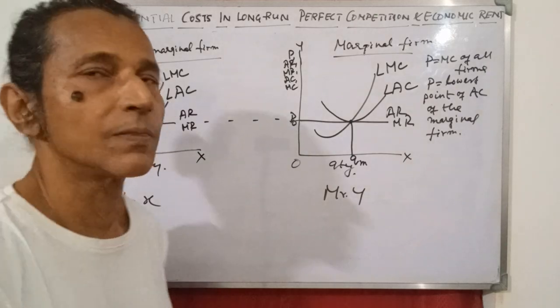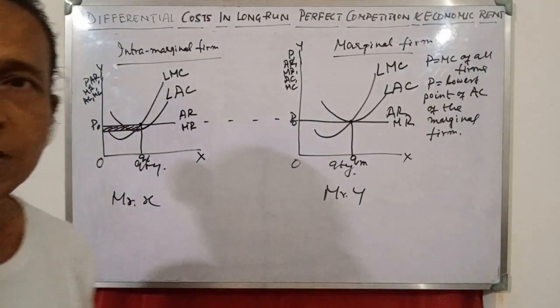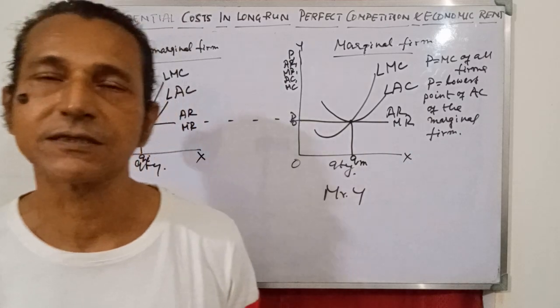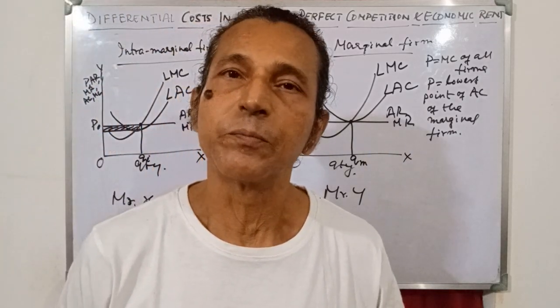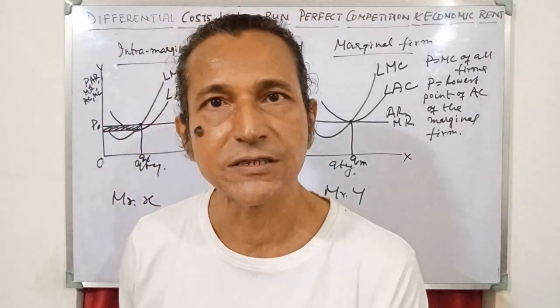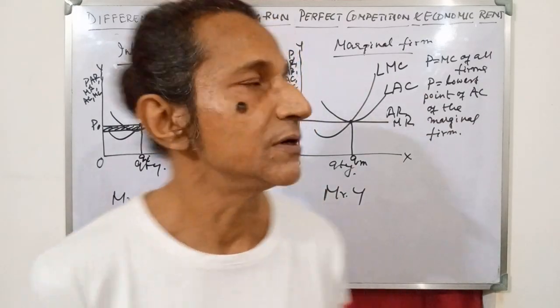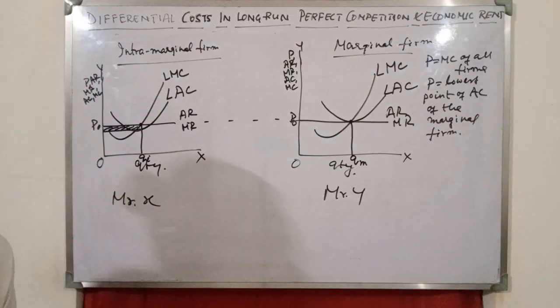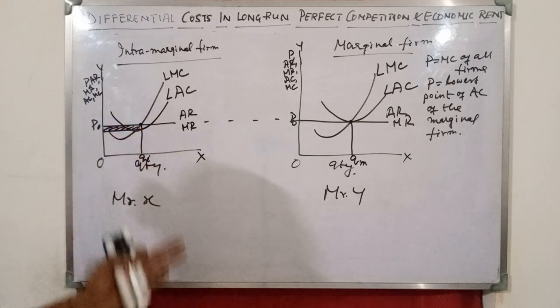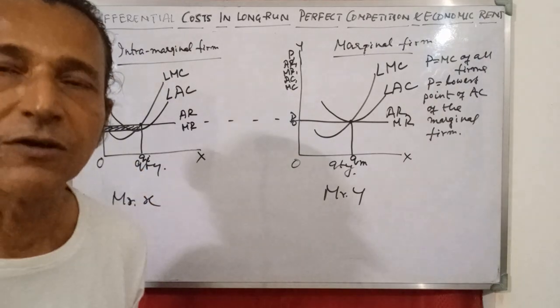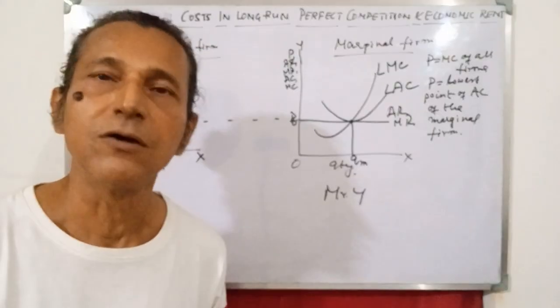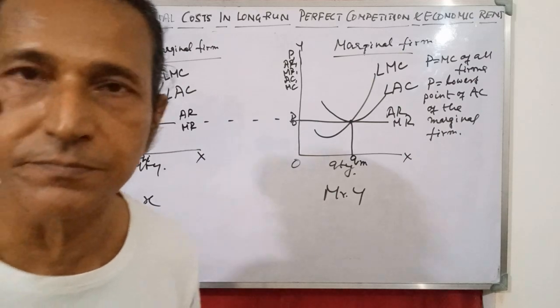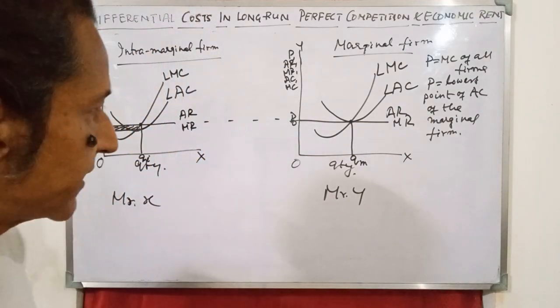Now, since the intramarginal firm is deploying more efficient resources, the price of the efficient resources will be bid up due to competition among the intramarginal firms. Okay, and ultimately the extra profit that the intramarginal firm is earning, which is called supernormal profit, will ultimately be paid out to the owners of the efficient resources. Correct? Let us take an example.